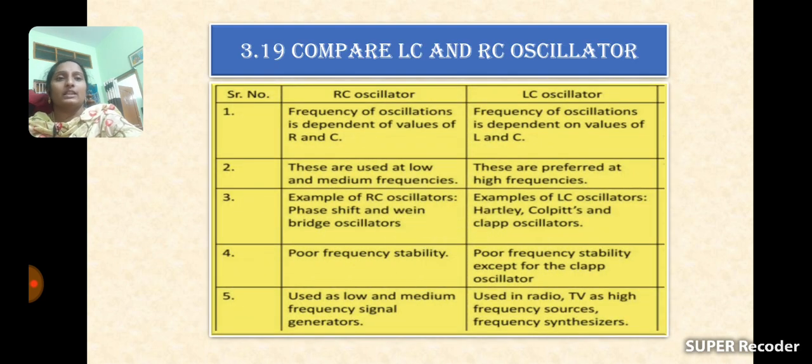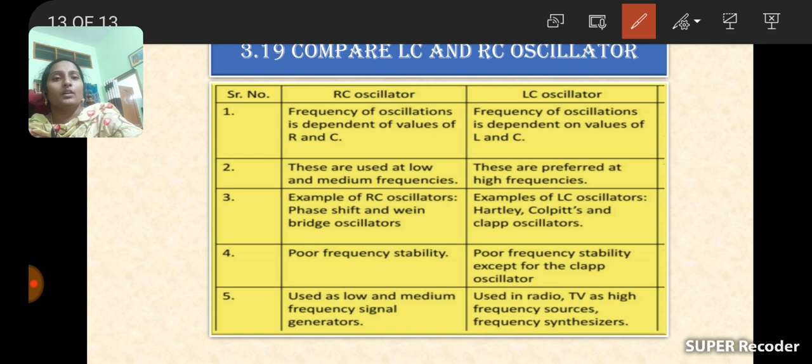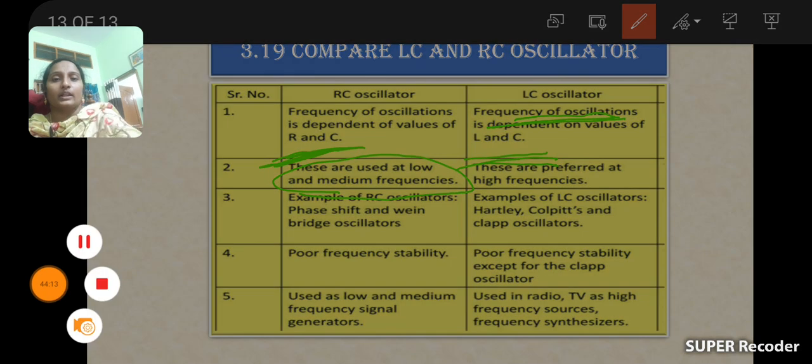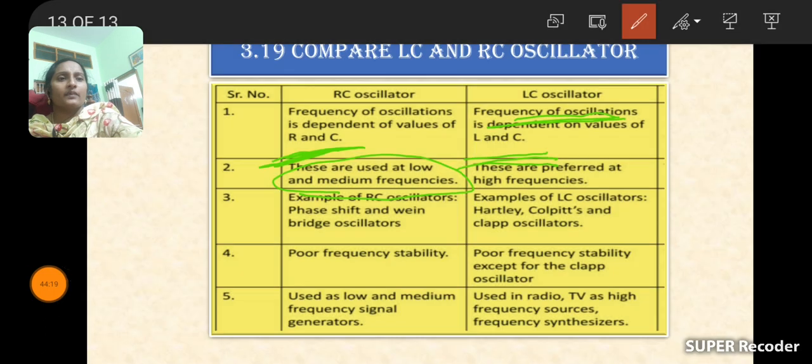So now what is the last topic? Compare RC oscillator and LC oscillator. In the RC oscillator, because of using resistors and capacitors, the frequency is very low. So it is suitable for medium and low frequencies. And the frequency of oscillations depends upon the values of resistor and capacitor. But in LC oscillators, the frequency of oscillations depends upon the value of inductor and capacitor. And these are preferred for high frequency.